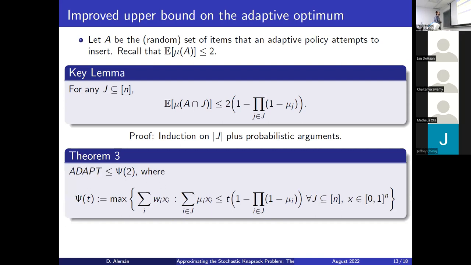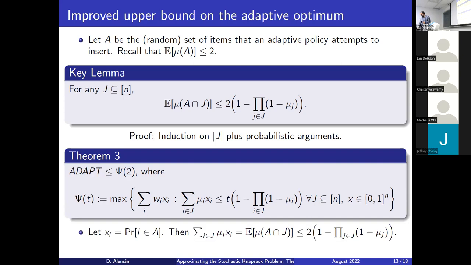Now, using that lemma, we can prove that adapt is at most C of 2, where C of T is the value of this LP. So again, we have the same objective function as before. But now we have a capacity constraint for every set of items. And again, we assume that the vector X is in the unit hypercube. Is it stronger than the previous one? Yes. So this is better than that. Yes.